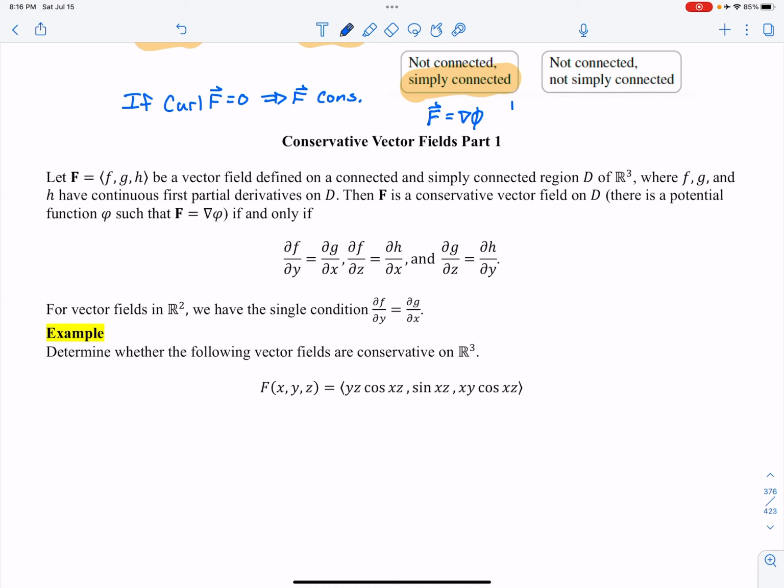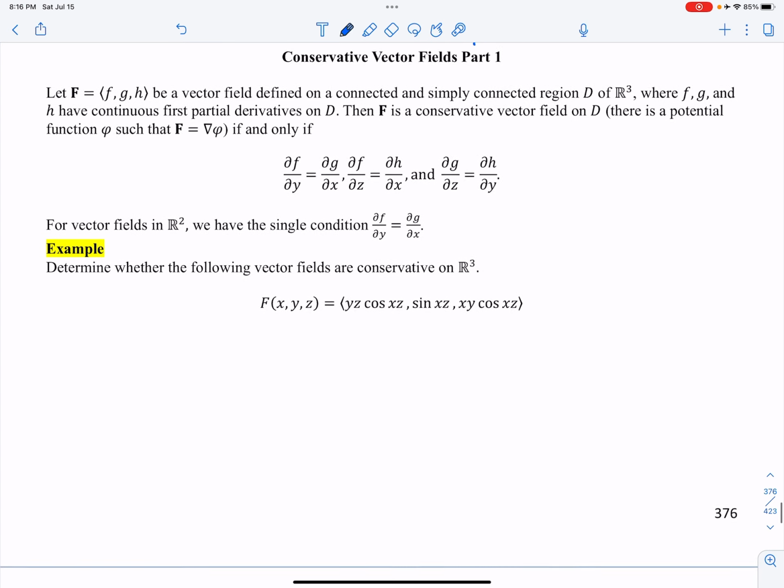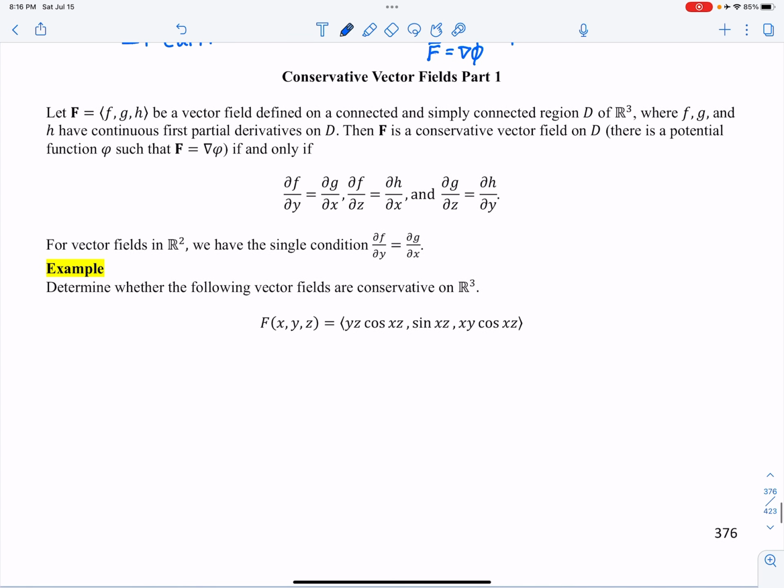All right, so let's get into an example of determining if it's conservative or not as a reminder. This book uses this F, G, F, H, G, H stuff. That's going to pop up here and there. I'm going to try to do my best to change it. We're used to doing this like M, N, and P.